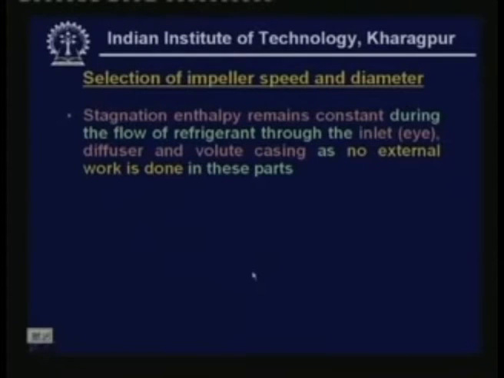Now, let us once again look at the working principle, and from the working principle we know that the stagnation enthalpy remains constant during the flow of refrigerant through the inlet, through the diffuser and through the volute casing, as no external work is done in these parts. So, in these three parts you are not adding any energy, and you are not removing any energy. Okay. That means the stagnation enthalpy remains same. Okay. Only thing that happens here is velocity will be converted into static pressure, otherwise the total enthalpy remains constant.